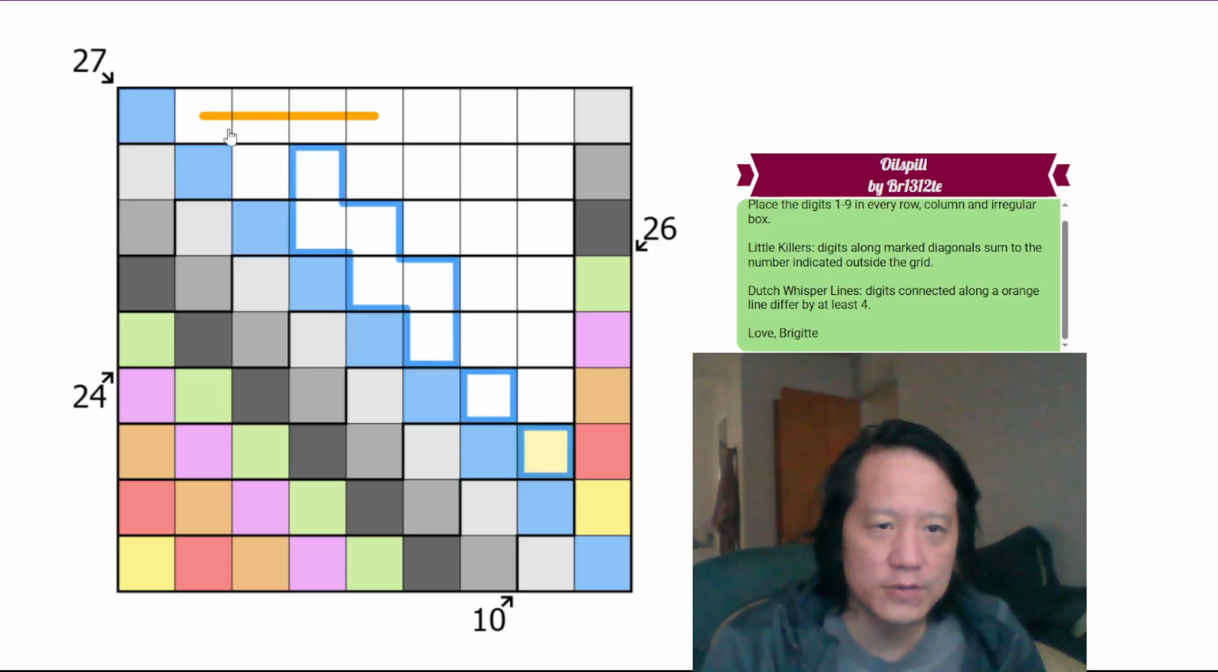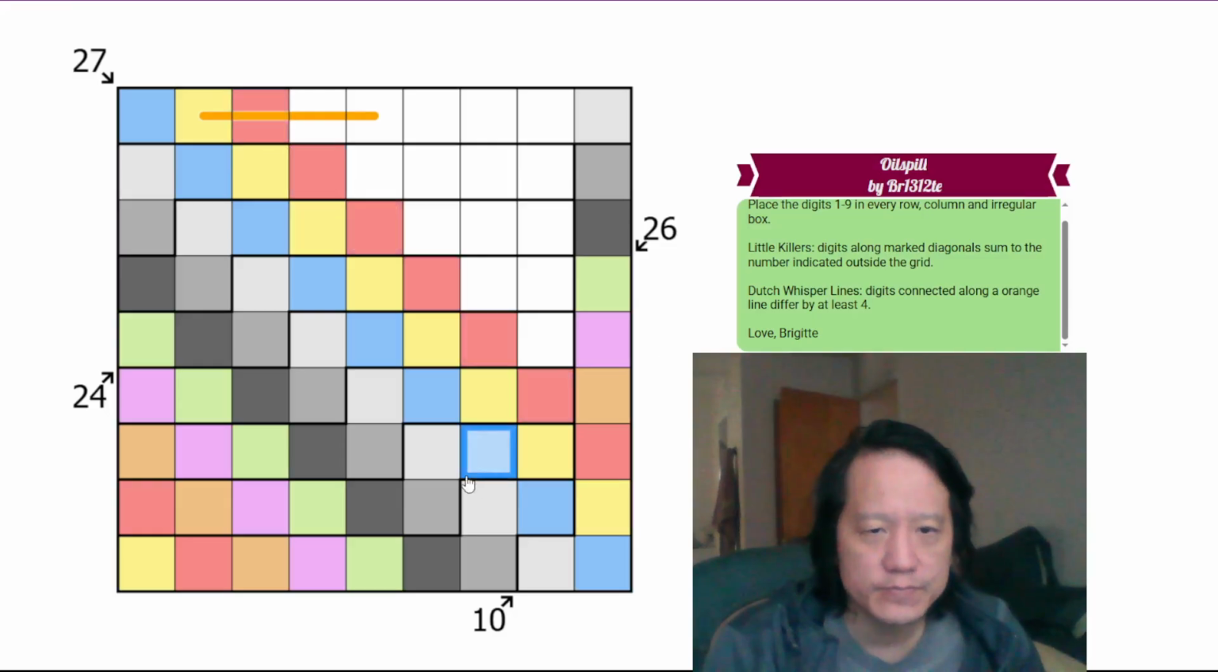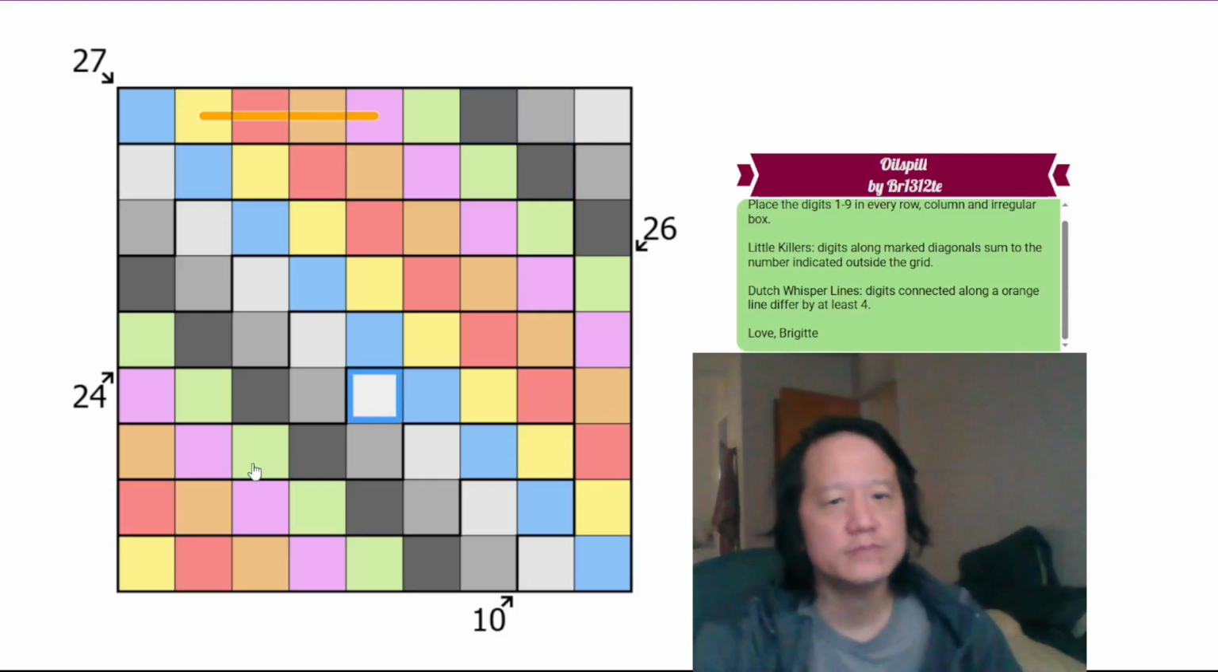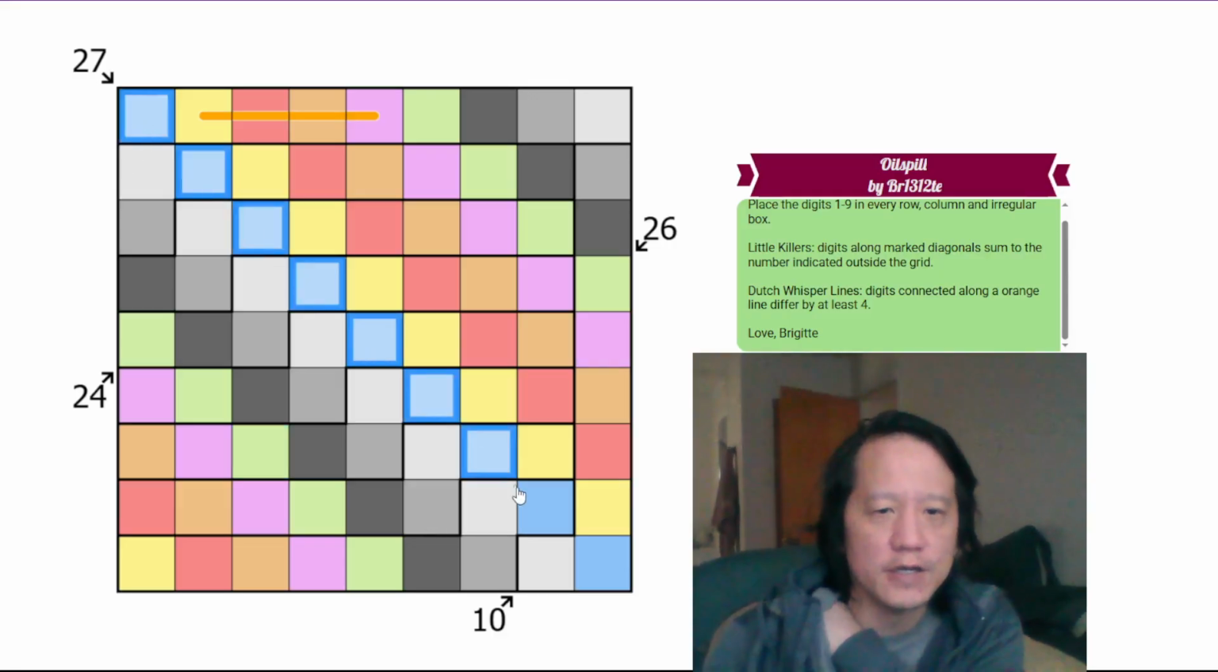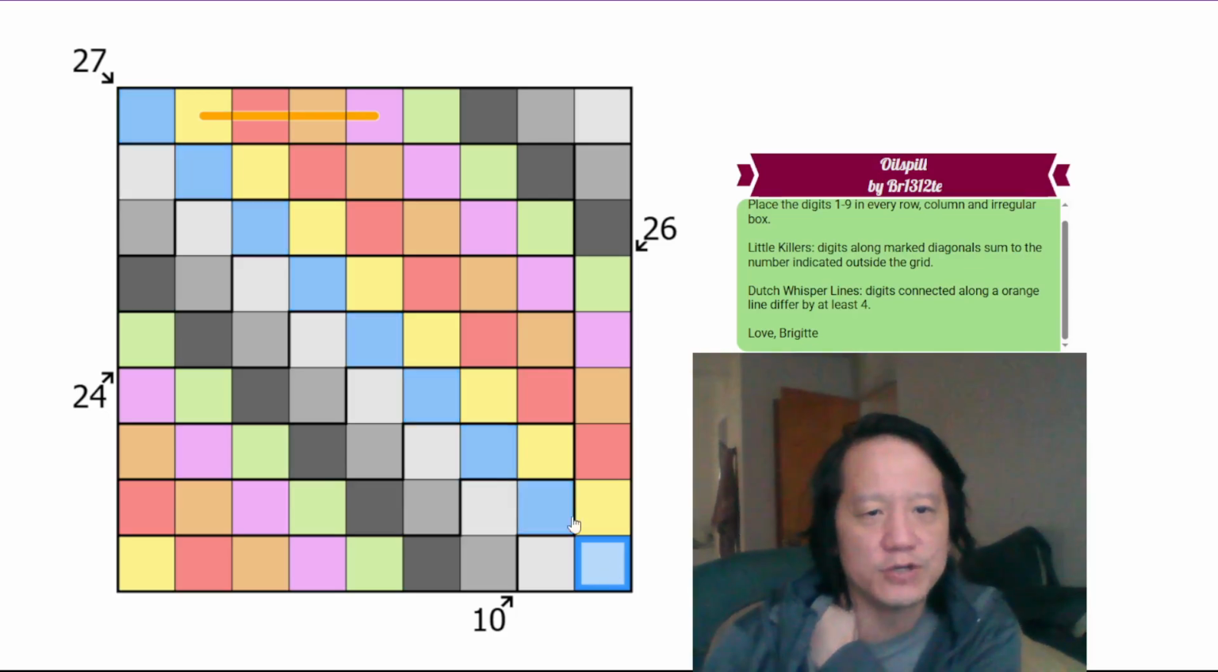Yellows have to go this way. Reds are going that way. Oranges go this way. Pinks go this way. Greens go this way. Darks go here, and then this must be medium. Okay, so there are nine blues here along this diagonal.